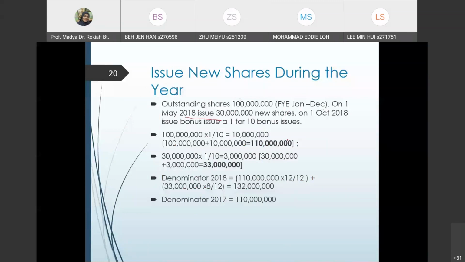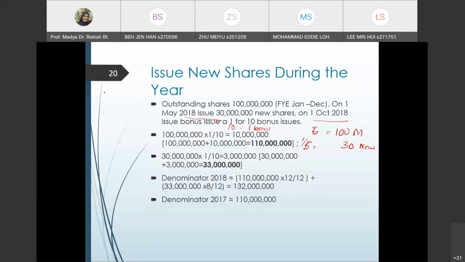On 1st of May, you issue 30 new shares. This is the new shares. On 1st of October 2018, there is a bonus issue of 1 to 10. So 10 units of shares are going to entitle 1 bonus. Okay, so look at the dates that we have here.